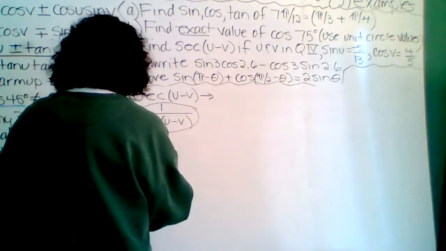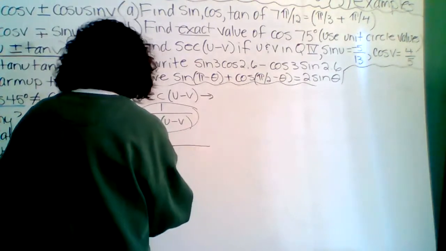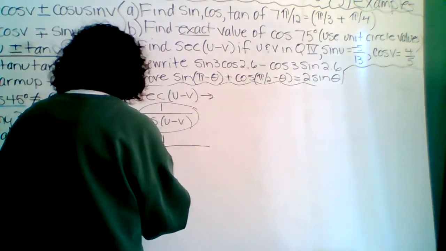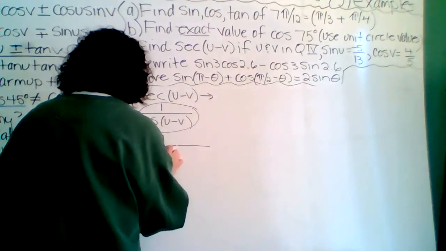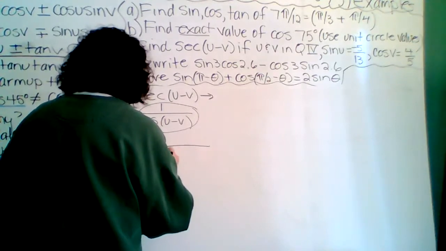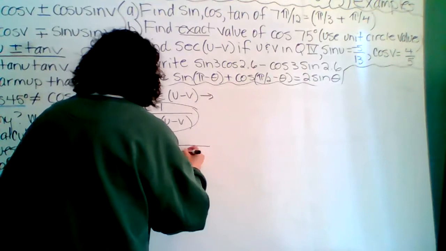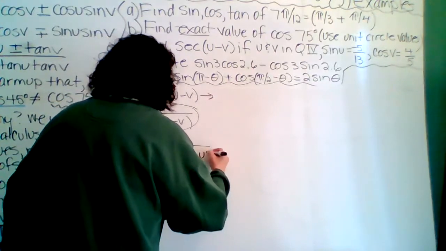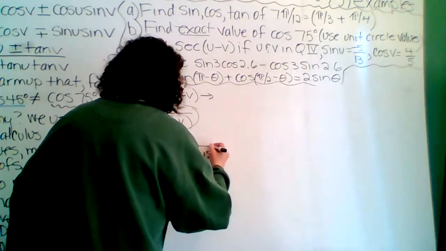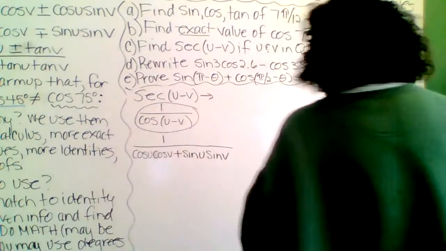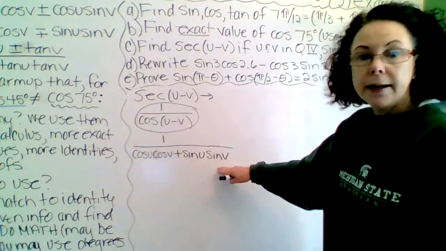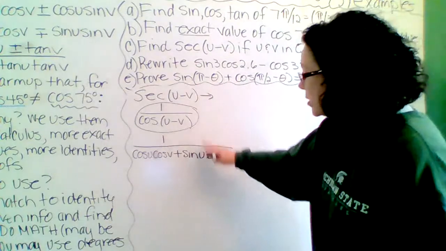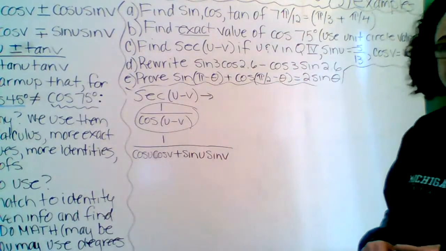So I have 1 over cosine of U, cosine of V, plus sine of U, sine of V. Okay, so if I had these 4 items, these values, I could put them in and take the reciprocal.